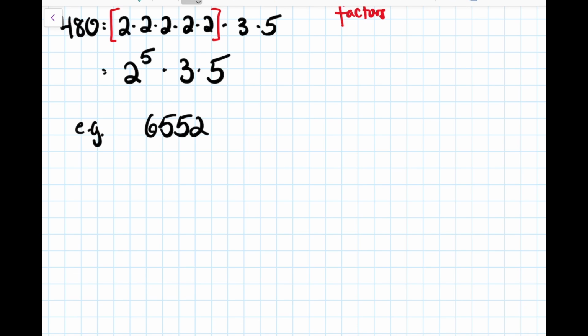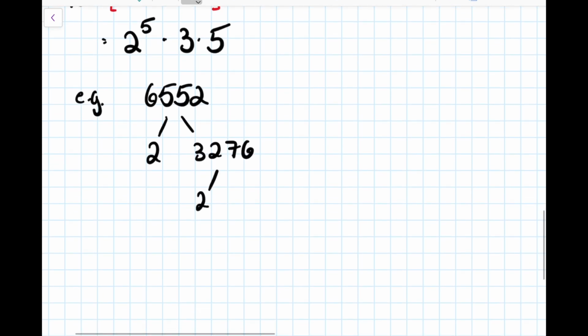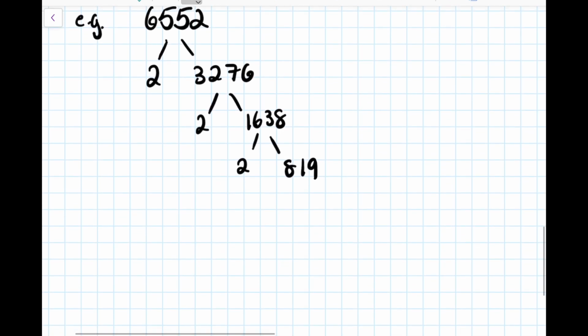Okay, so we've got 6,552. We want to break this up. I can say for sure it's divisible by 2 because it's an even number. And if I divide that, I'm going to get 3,276. I can tell that that's also divisible by 2. So that's going to get me 1638, which is also divisible by 2, which is going to get me 819, which is not divisible by 2 because it's odd. But it is divisible by 3.